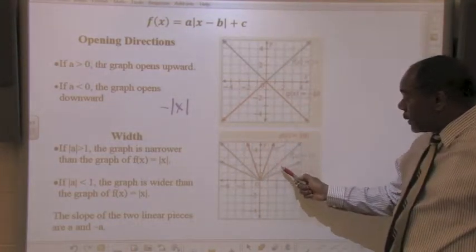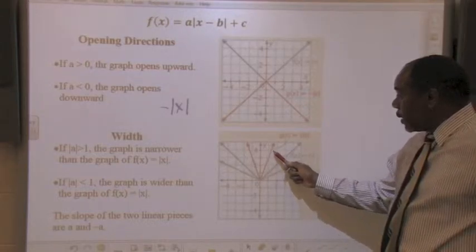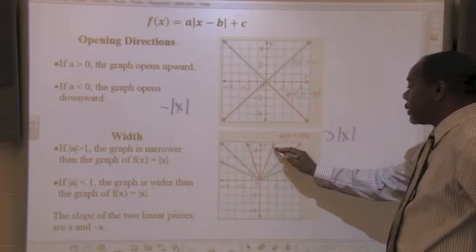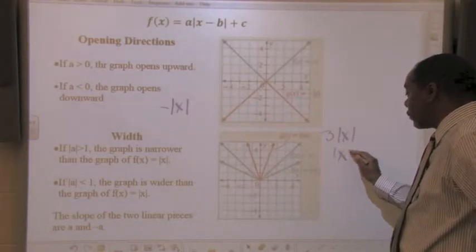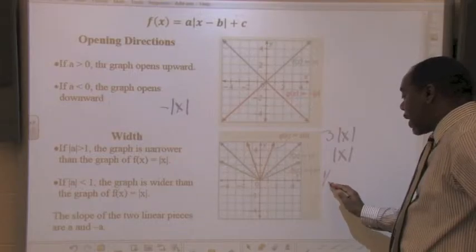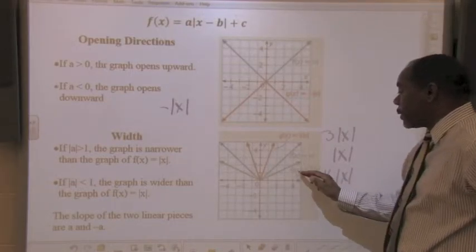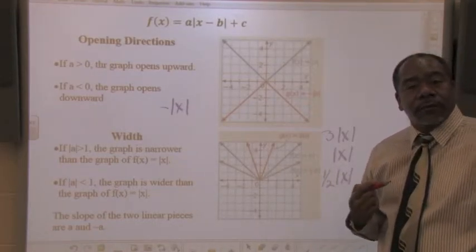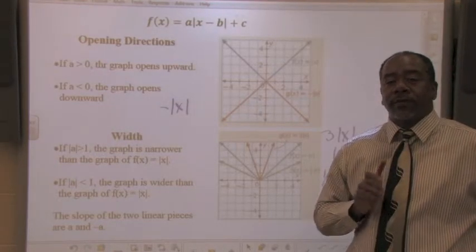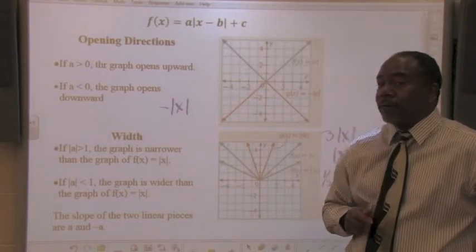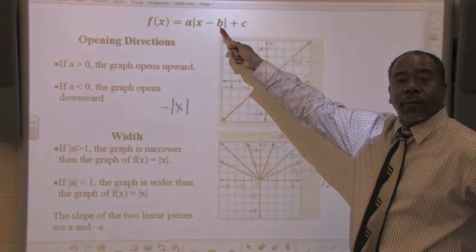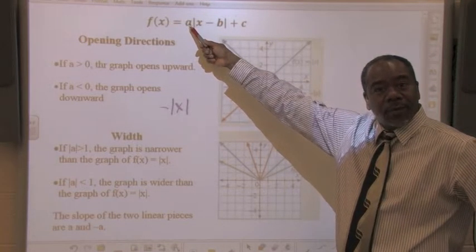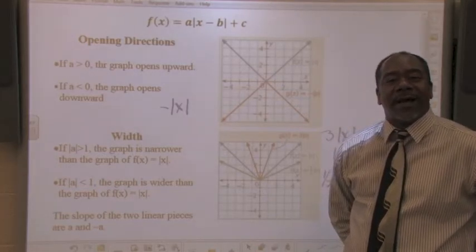So here it is at the regular function. Here it is at 3. So this is 3x. Notice that it's narrower than x. And if I were to have a fraction, it's wider. So I hope you understand how you can take an absolute value function and transform it. These same transformations work in just about all functions. This moves it left or right. This moves it up or down. This makes it narrower or wider. I hope that helps you understand the absolute value function.